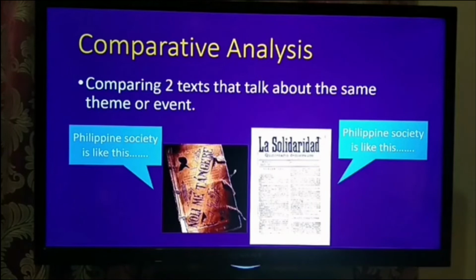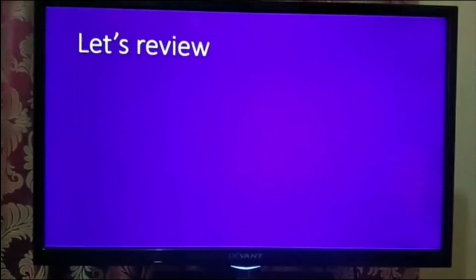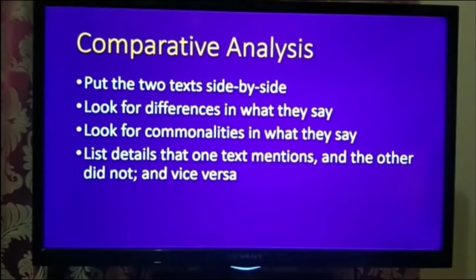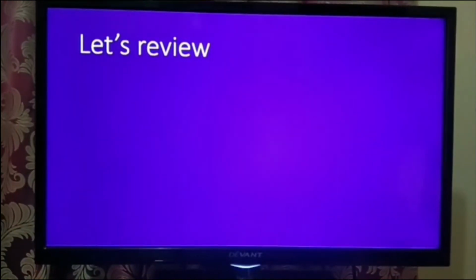Okay, so that is comparative analysis. You put the text side by side. Okay, you look for differences in what they say. You look for commonalities in what they say. And you list the details, okay, that one mentions and the other does not, and vice versa, okay, and then you will see a big lesson out of it. So those are the three tools that historians use.